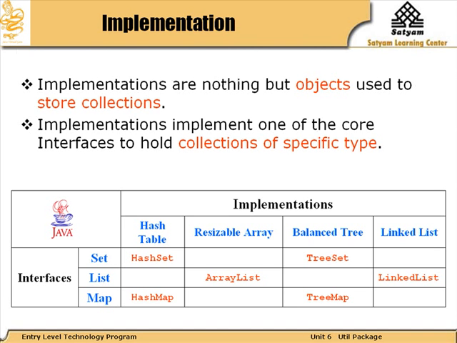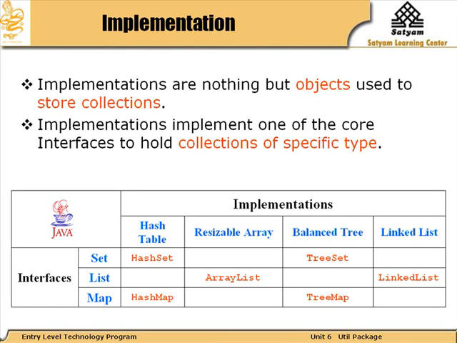Here are the important classes that implement the collection framework. In this table, you can see the three interfaces: set, list, and map. The set interface is implemented by HashSet using the hashing algorithm and TreeSet using the balanced tree algorithm. List is implemented by ArrayList, which is a resizable array. An implementation of ArrayList is not synchronized and therefore recommended for non-thread safe operations.